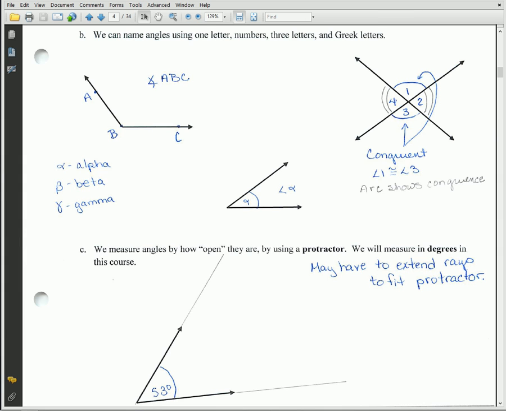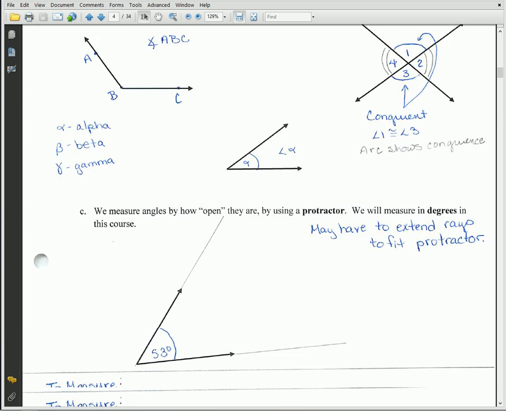And again, I want you to notice these letters are all capital. Capital letters mean something in mathematics, and lowercase letters mean something in mathematics. When we're looking at angles and planes, we're talking about capital letters. When we talk about lines, we typically use lowercase letters.